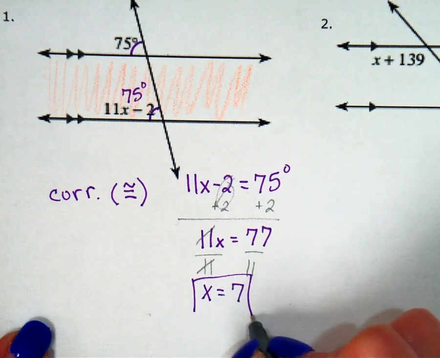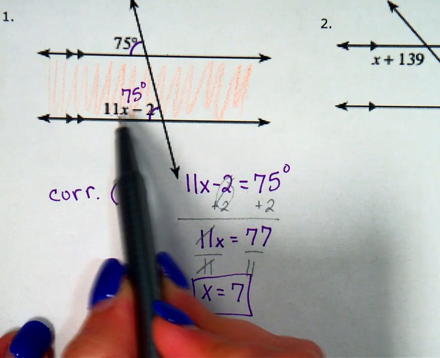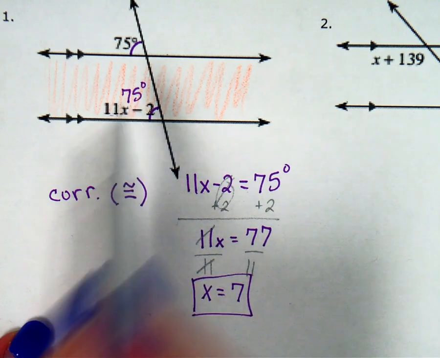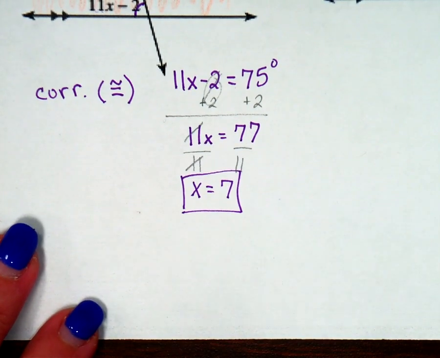7. Okay? It does say to check my answer, so if I do 11 times 7, that's 77. 77 minus 2 is 75. So I am good. My answer is 7. Okay?